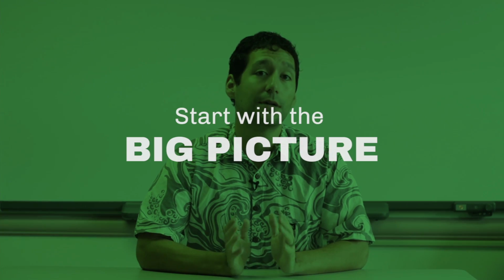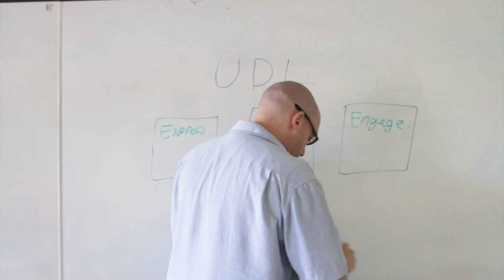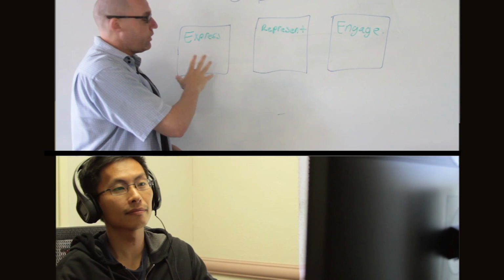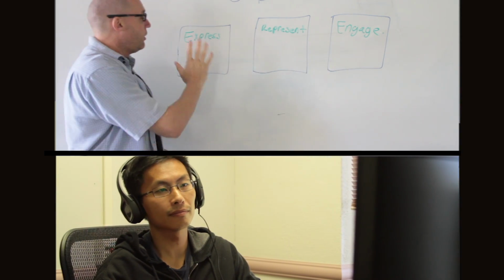The first one is start with the big picture. So just like good face-to-face instruction, you want to give the student a concept of what we're going to be covering so they understand how it relates to each other, and especially match it to prior knowledge if you can. Explaining this up front will help them structure the information in their mind, especially if you can connect it to prior knowledge.